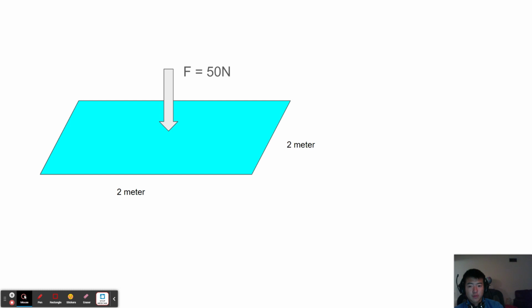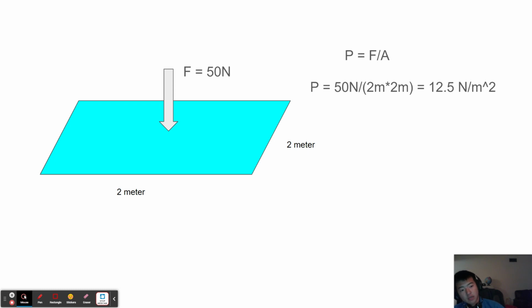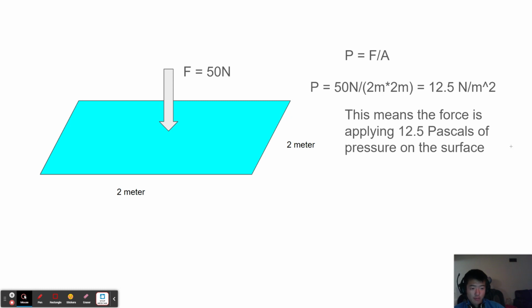In a separate example, we have a 50 Newton force being applied onto a 2 by 2 square. So same equation, pressure equals force divided by area. We have pressure equals this 50 Newton force this time, divided by 2 by 2. So we have 12.5 newtons per meter squared as the pressure. So this force is applying 12.5 pascals of pressure on this 2 by 2 surface.